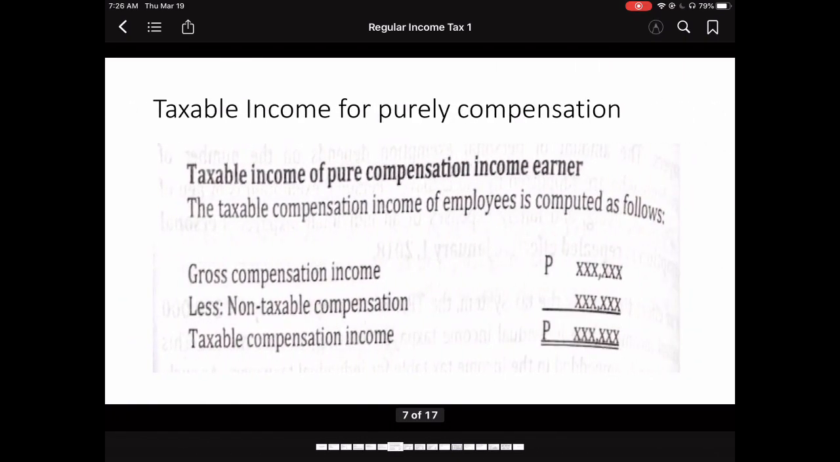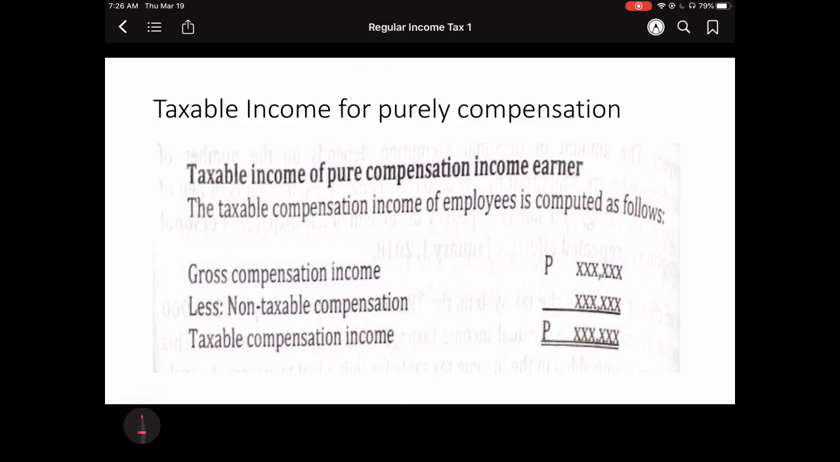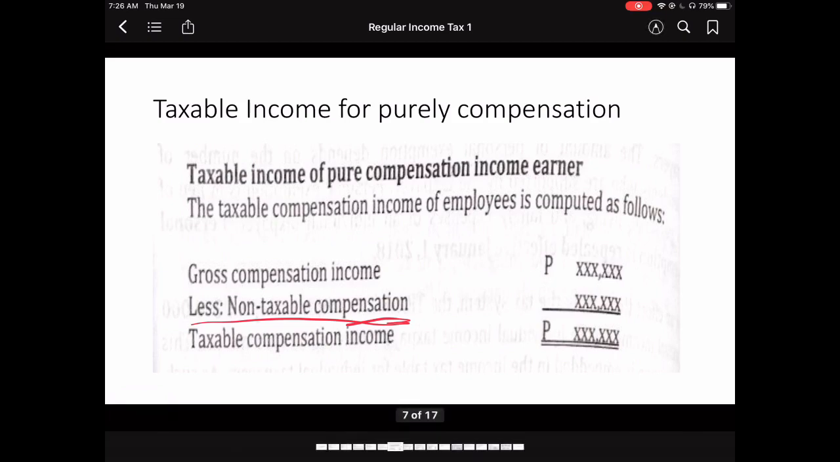So here, we have a tax model on the purely compensation. We have gross compensation less non-taxable compensation equals taxable income. So take note, the less is the non-taxable compensation income. So only the taxable compensation income is taxed. So for purely compensation income, no personal expenses and no deduction can be claimed.